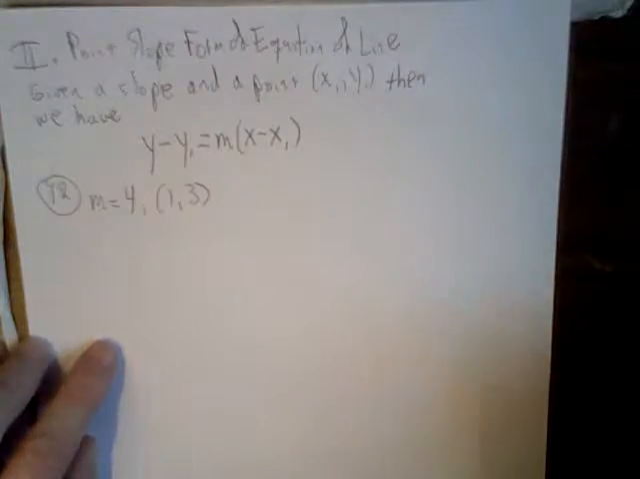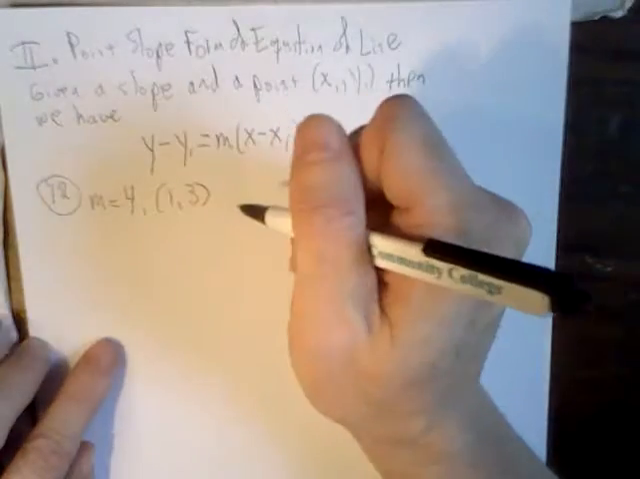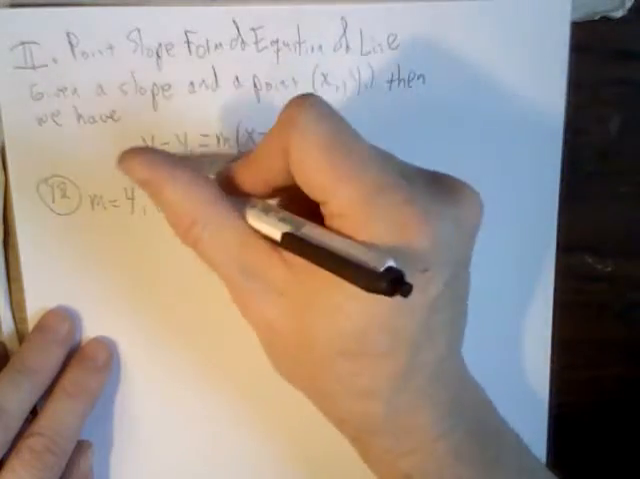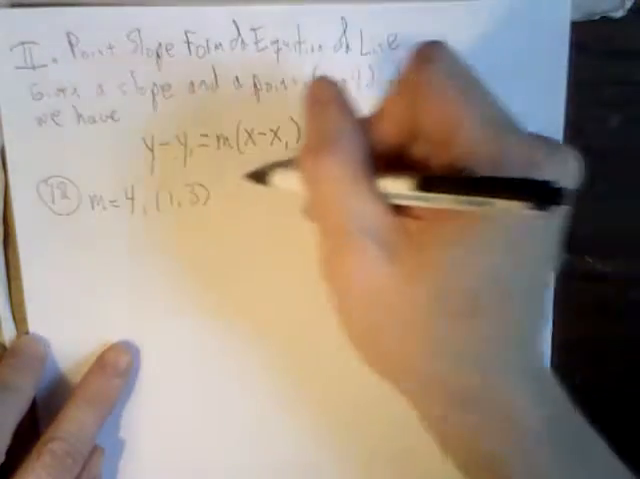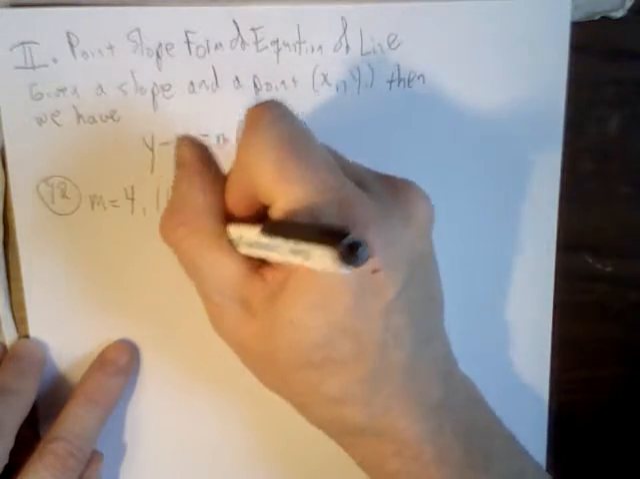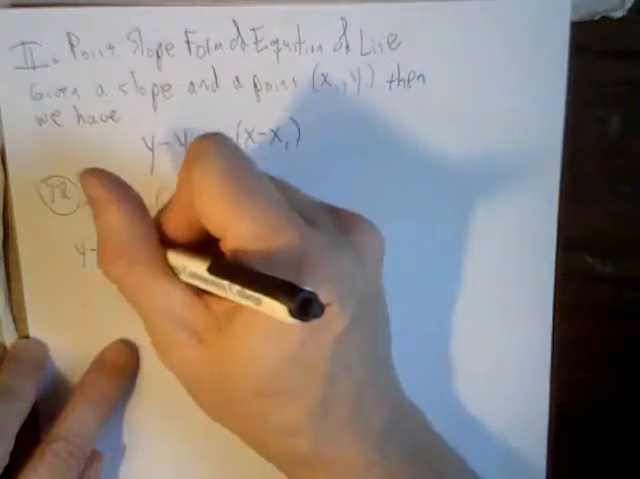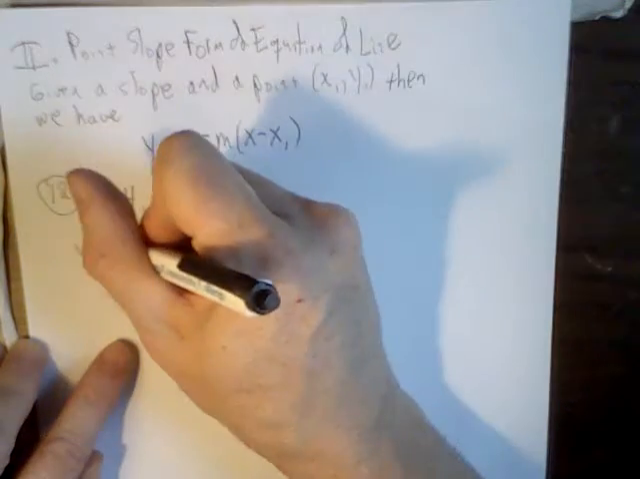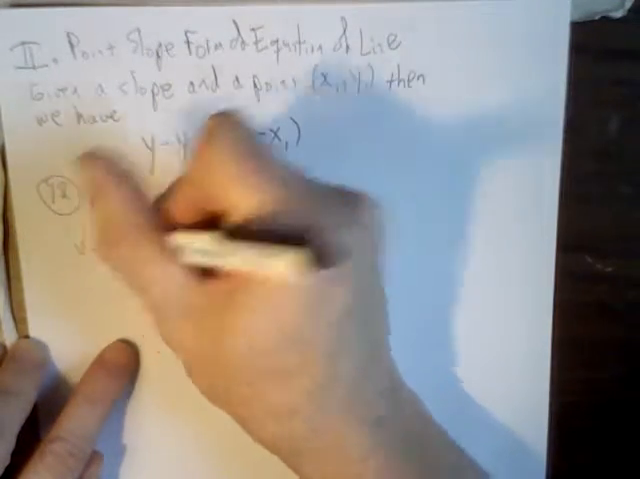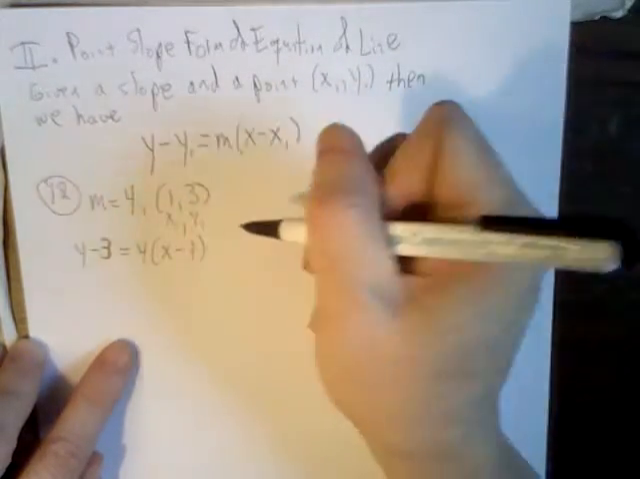Here we have a slope and a point. We need the formula for the line. Usually we want to solve for y in this equation for our final formula, but the book will tell you what to do. So this is x1, this is y1, and I'll have y minus y1, so it's really easy to screw up, equals 4 times x minus x1, which is 1.